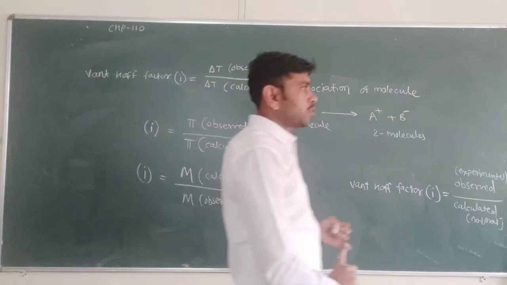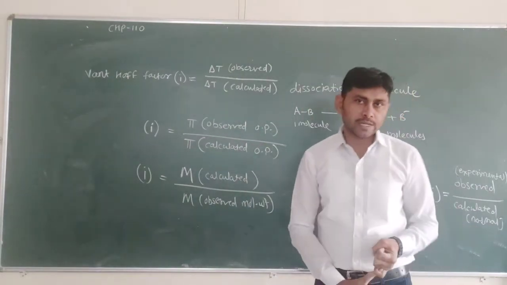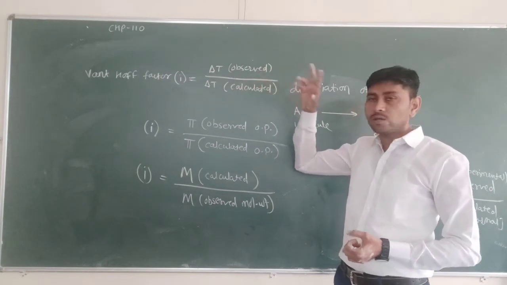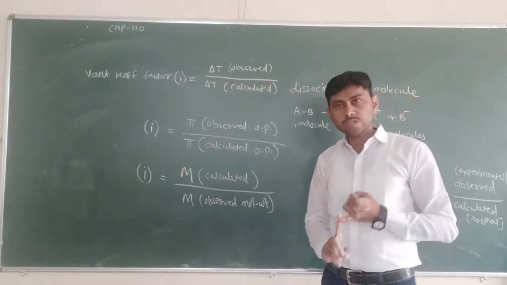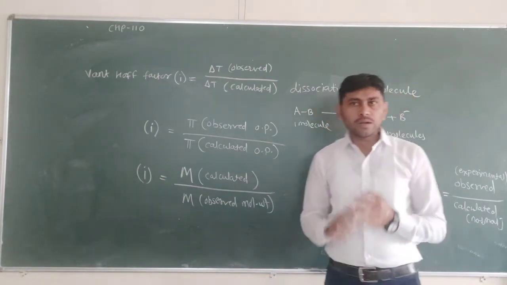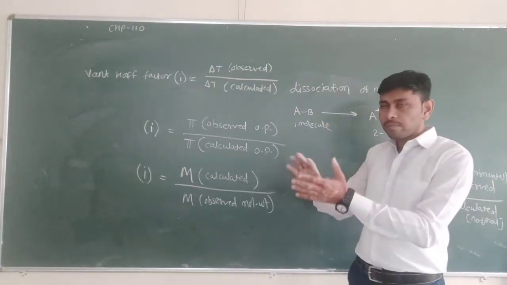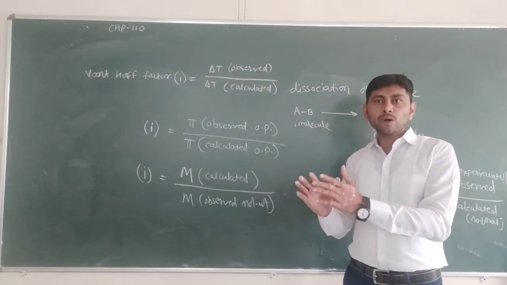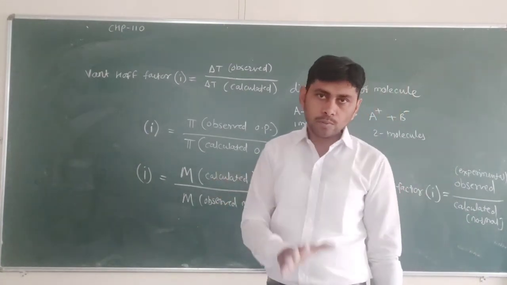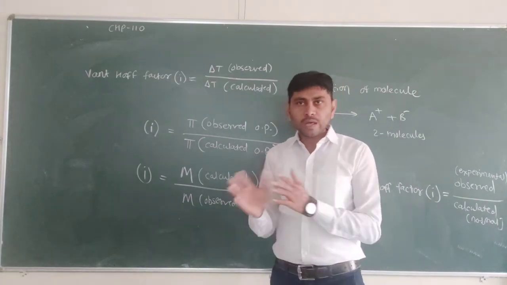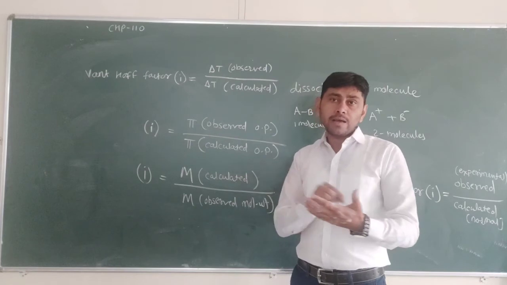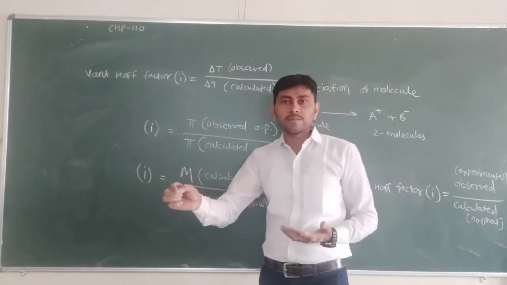Abnormal osmotic pressure or abnormal colligative properties. That abnormality occurs due to two factors, either association of solute molecules or dissociation of solute molecules. Due to association, the number of molecules decreases, and if the number changes, then colligative properties actually change. So there will be a difference between the actual value we determine experimentally and the one we calculate theoretically.